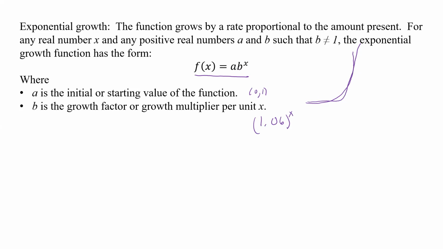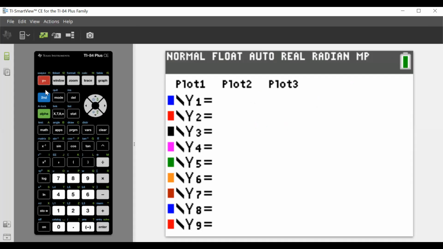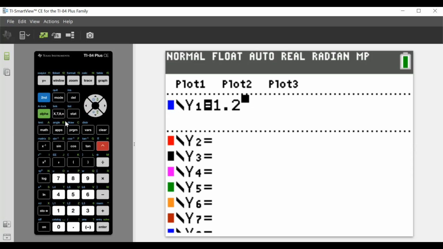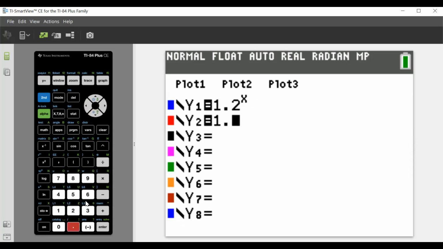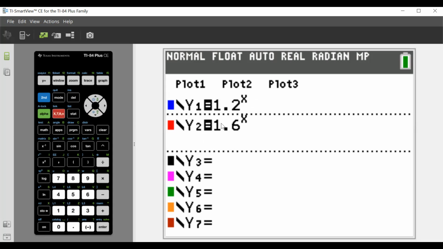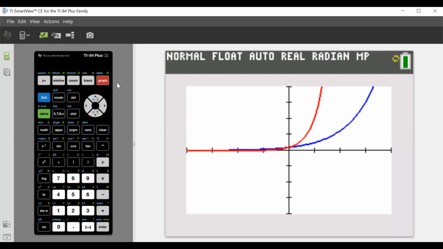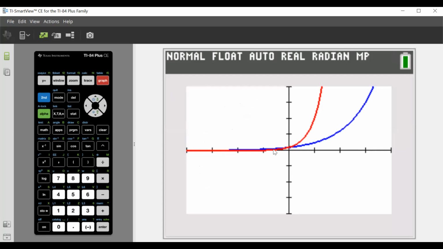I don't have these drawn very well, but what we can do is look at that on a graph over here on our calculator if we want. So maybe we're going to let a equal 1, and we might have 1.2 to the x for one of them. And let's say we have 1.6 to the x for our other one. So this one's a higher growth rate. And so we'll see if I have anything working. It's going to come out here and it's lower, and then all of a sudden it's going to boom, it's going to go up a lot stronger.